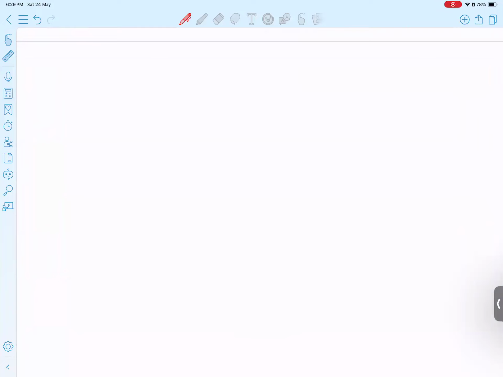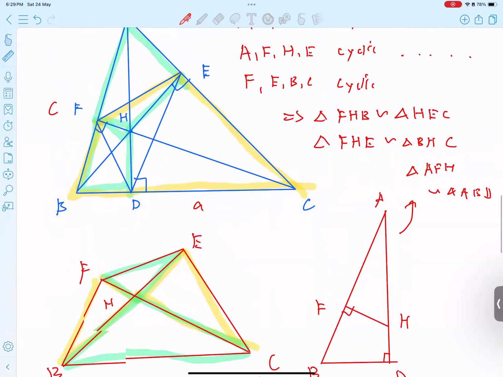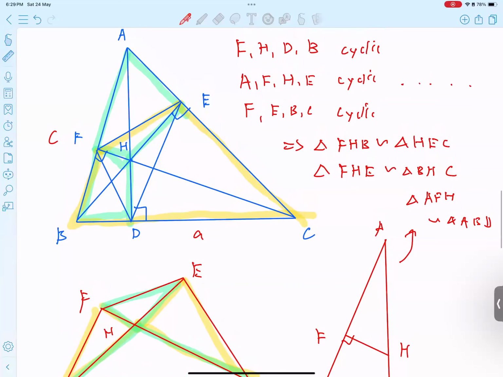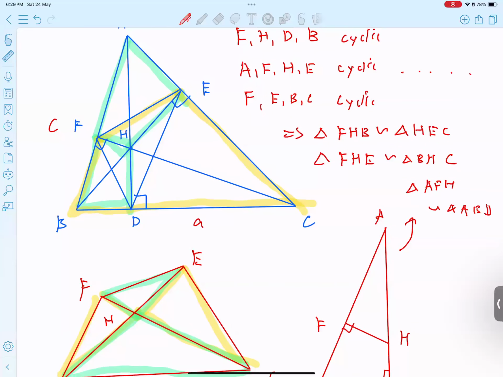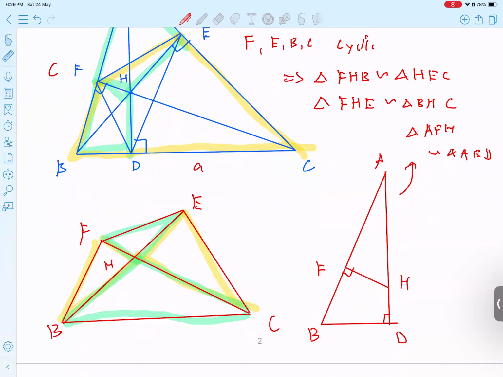Could you elaborate on that? I suppose you mean, yes, in a cyclic quadrilateral, in any of the cyclic quadrilaterals in the configurations, where they are opposite, like FEH and HBC, they are directly opposite to each other. They would be similar. Yeah, good question.